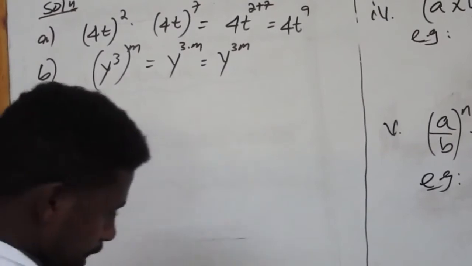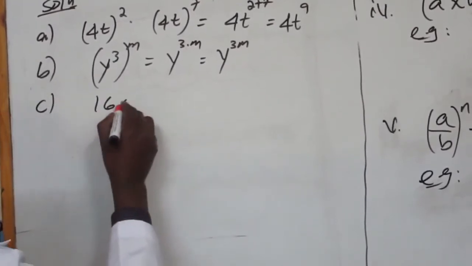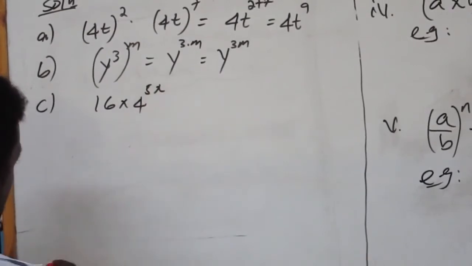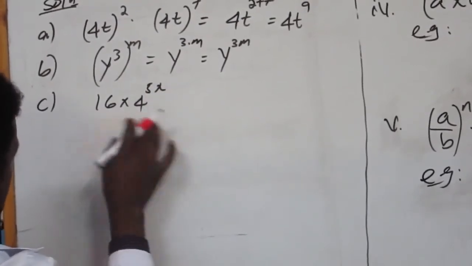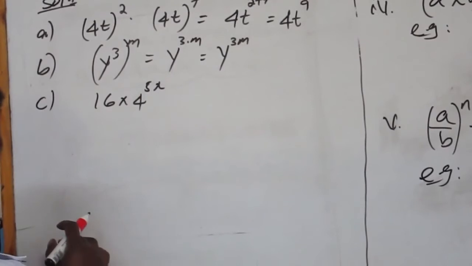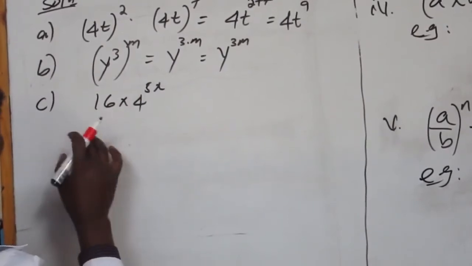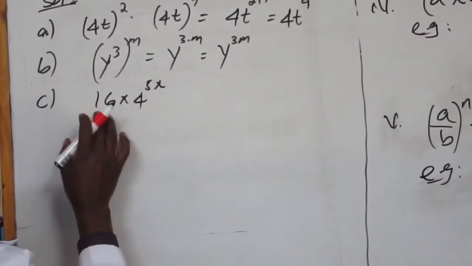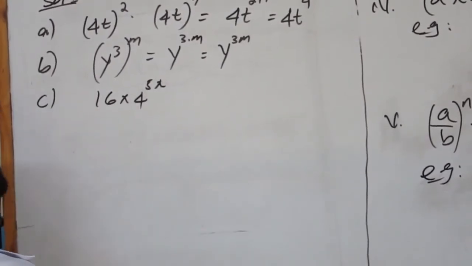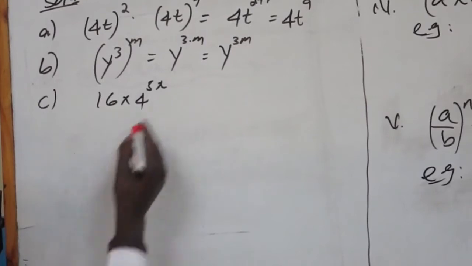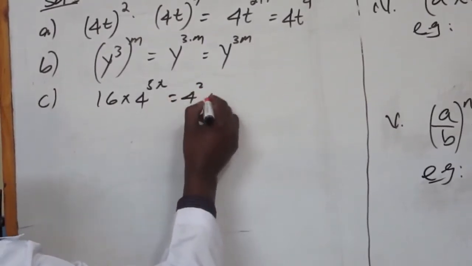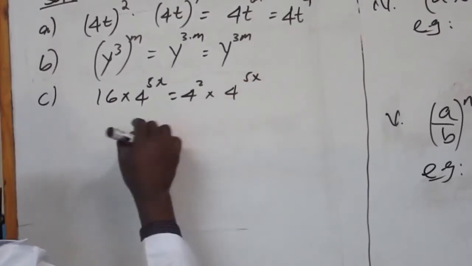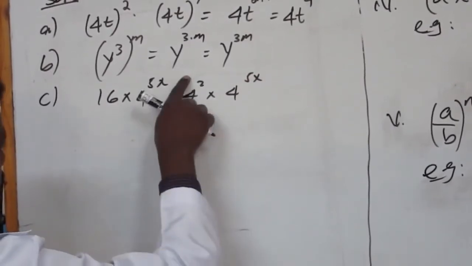(c) 16 times 4 to the power of 5x. Now we are multiplying different numbers. In this case, if it is possible to change one of the numbers to the other base, it is possible to change this one. You see? The number 16 can be written as 4 squared. That means 4 squared times 4 to the power of 5x. Don't forget that 16 can be written as 4 squared.